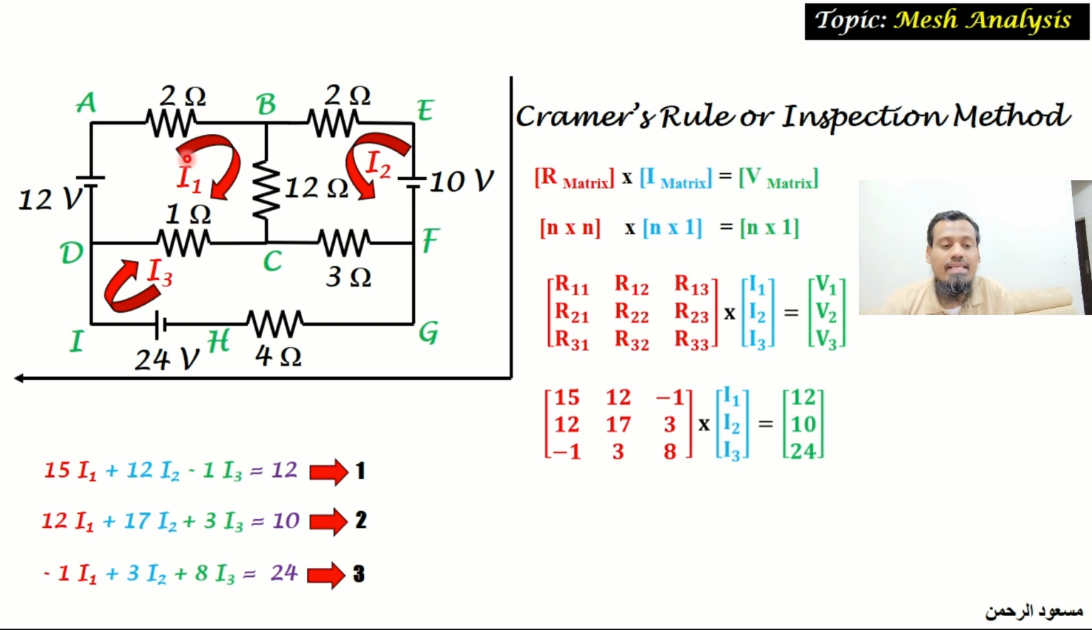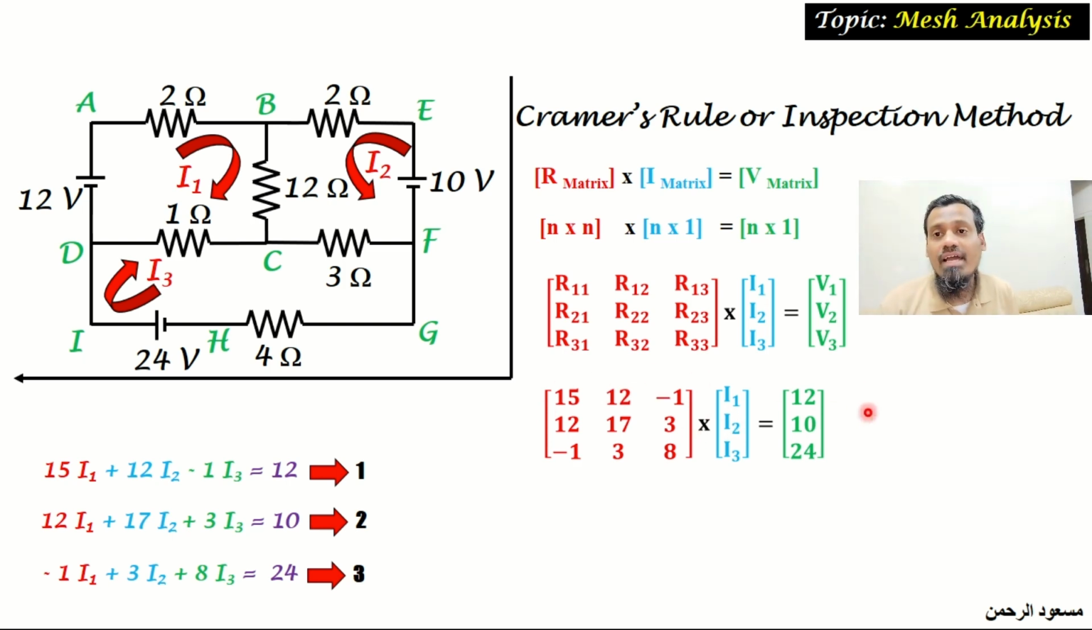Now when you multiply these individual elements, you will end up with this equation. For cross checking, you can do one at a time. So 15 multiply I1 plus 12 multiply I2 plus minus of 1 multiply I3 equal to 12. So you will see the equation here.